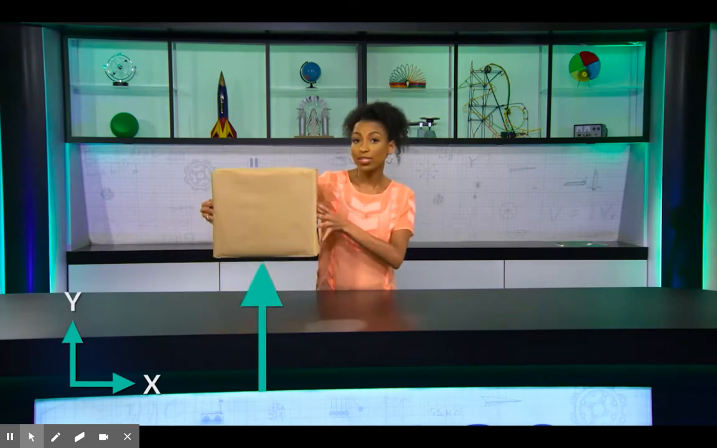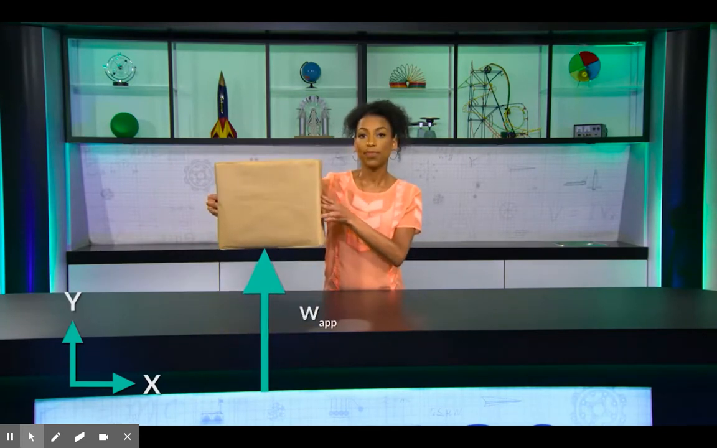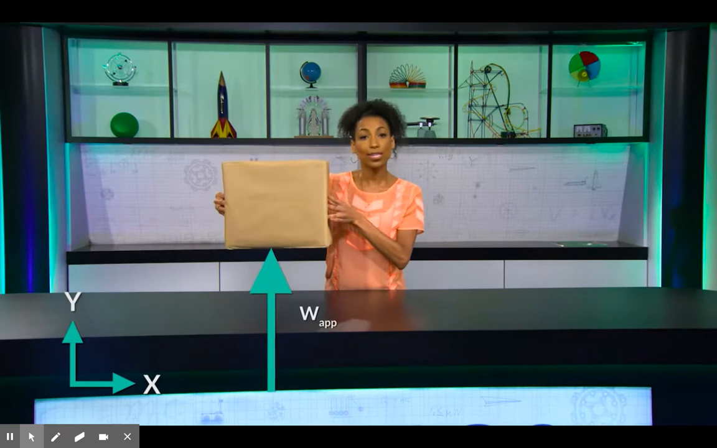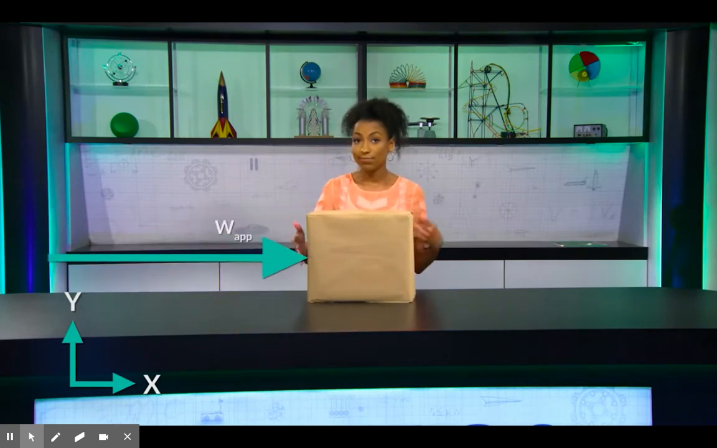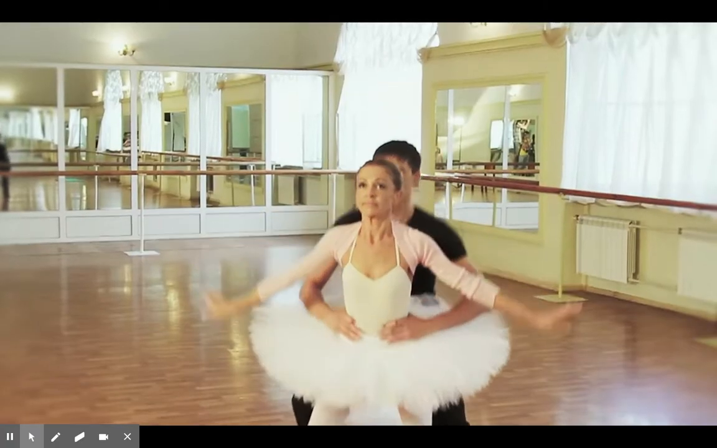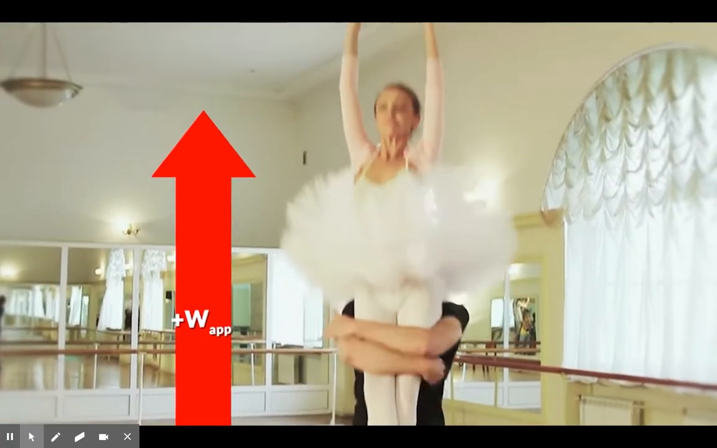So here's another question. When I pick up the box, is work done in the X or Y direction? It's a vertical movement, so the work is in the Y direction. If I push the box across the desk, where's the work being done? X or Y axis? The direction of the motion of the box is horizontal, so the work is done on the X axis. So now that we know what work is in physics, think of all the work there is. A dancer being lifted up by another dancer, work.